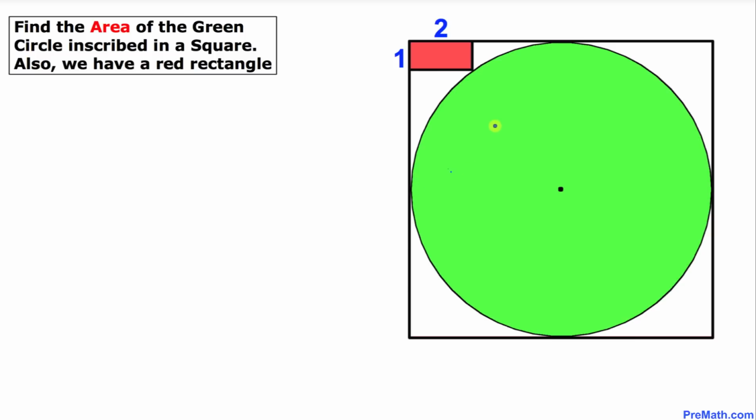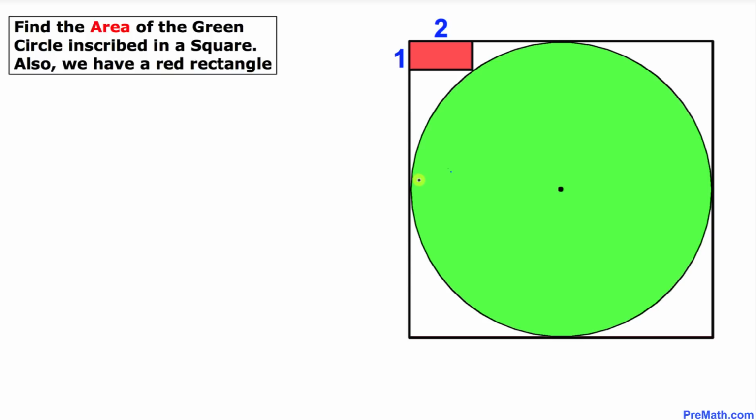In this video tutorial, we are going to calculate the area of the circle that is inscribed in this square, as you can see in this figure. And moreover, we have this red rectangle that is also inside this square. The length of this red rectangle is 2 and the width is 1. And we want to calculate the area of this circle.